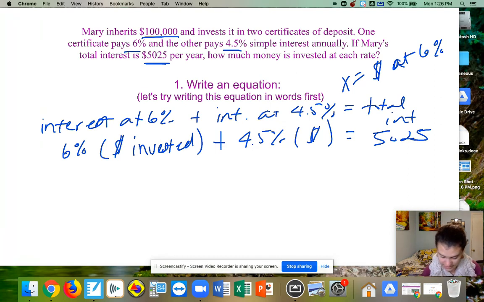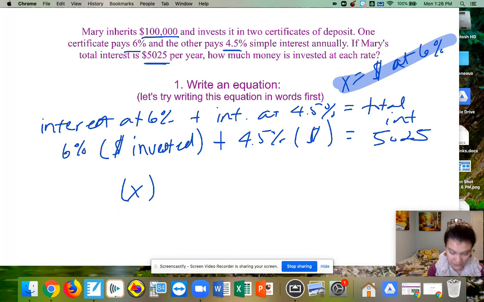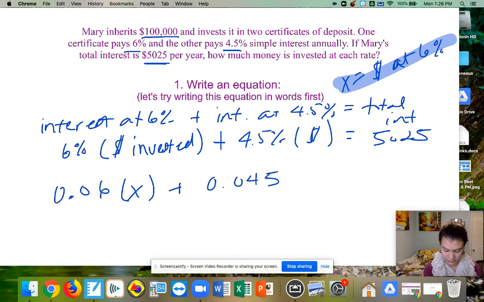Okay, so now we're ready to add in the variable. We said X is the money invested at 6%. So this is going to be X right here. And you need to make sure your percentages are in terms of decimals. So this is going to become 0.06x like this. We can convert this other one here like that.